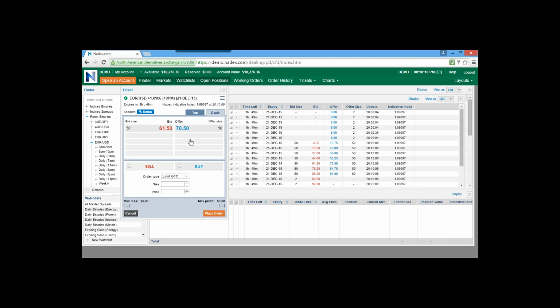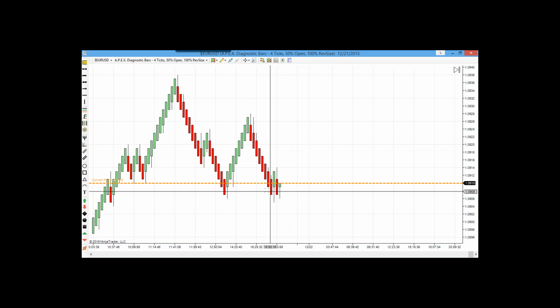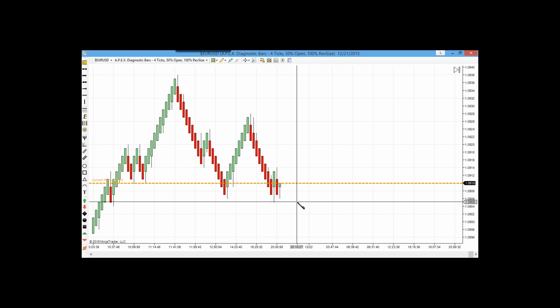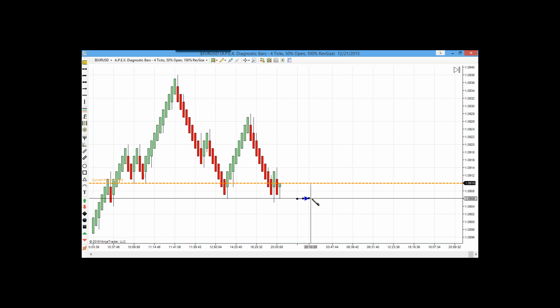Okay. This binary right here, I can buy it right now for about $71, right? 0906 is the strike price. So let's look here. Let's find 0906 right there. Everybody see that?